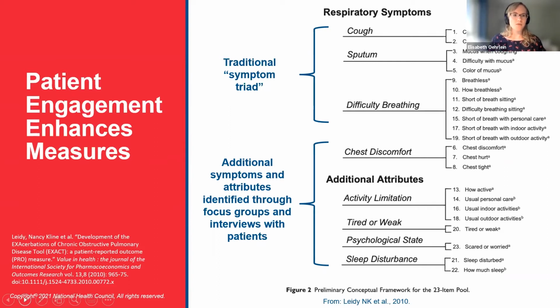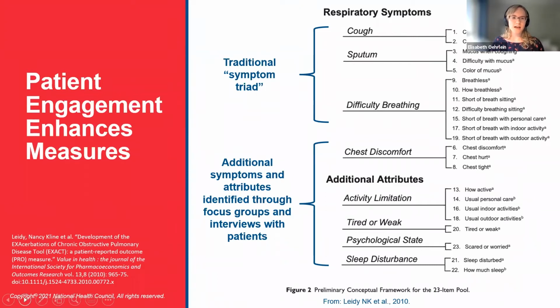So I wanted to start off with this example of how patient engagement enhances measures. And so this is an example from the EXACT-PRO, and I've linked the reference below. But you can see here that through additional qualitative research, the researchers were able to identify that indeed these outcomes or symptoms that are listed on the top, cough, sputum, difficulty breathing, those are really important to patients. And those are sort of a traditional symptom triad that's been measured previously.